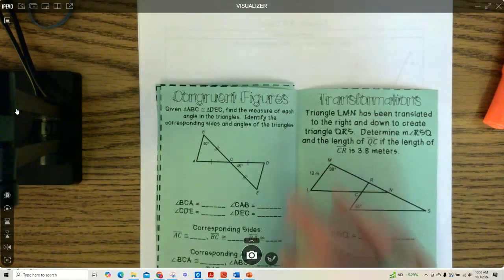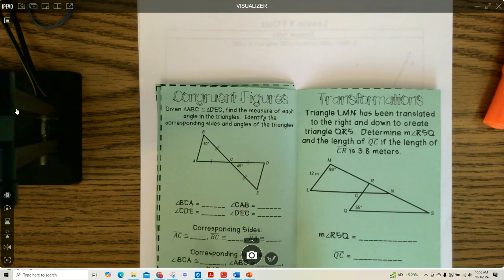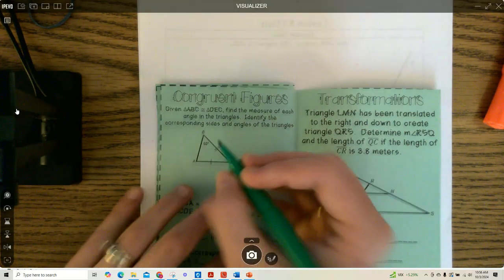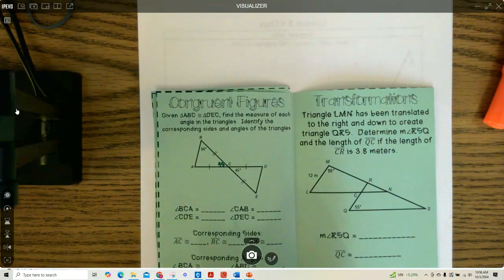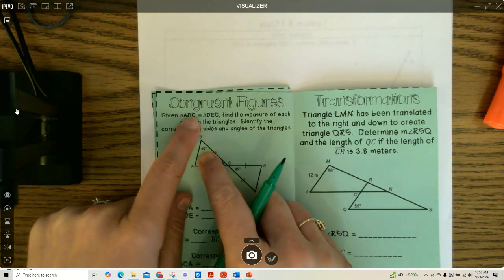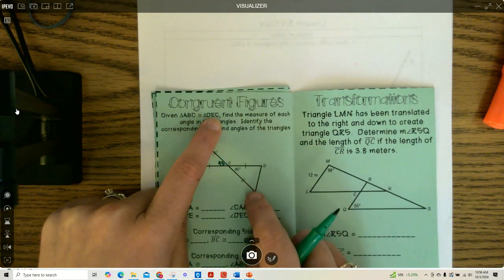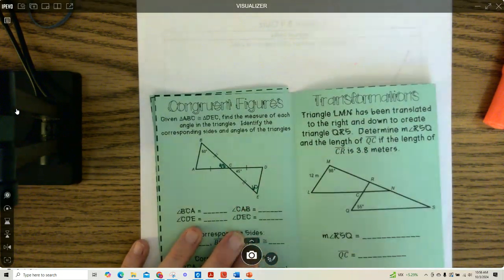All right, congruent figures. So given triangle ABC is congruent to triangle DEC, find the measure of each angle in the triangles. Identify the corresponding sides and angles of the triangle. Okay, so just right off the bat here, we've got vertical angles. Okay, the name matters too. So see how we have angle B? Angle B is in the middle, so it corresponds with angle E. So that means E is 60 degrees.